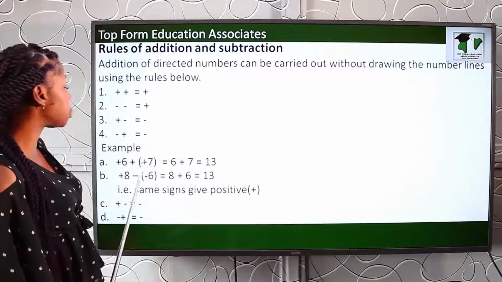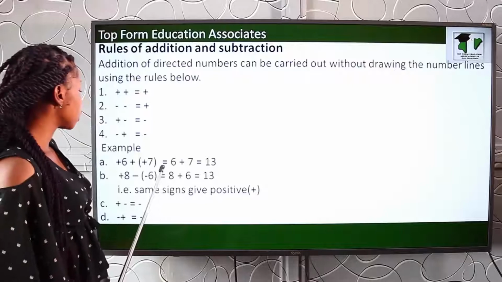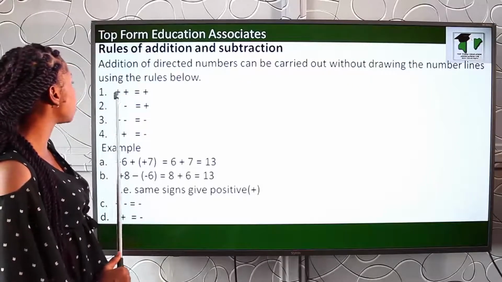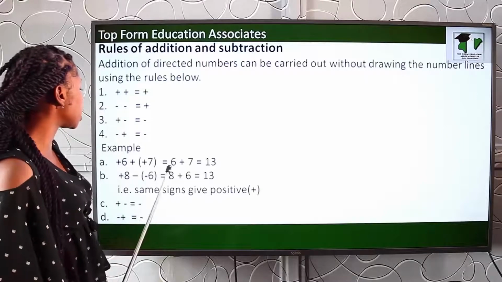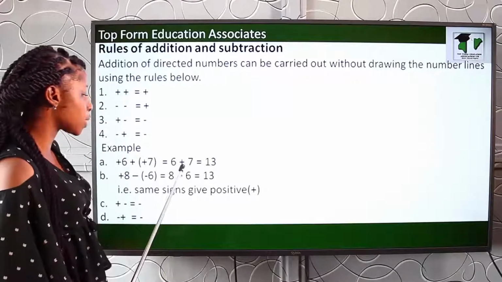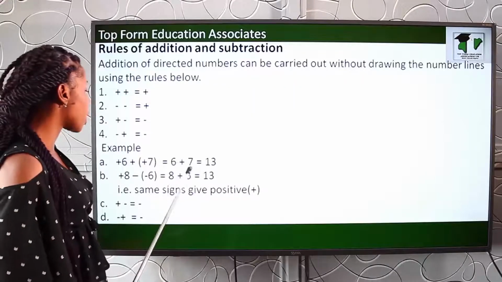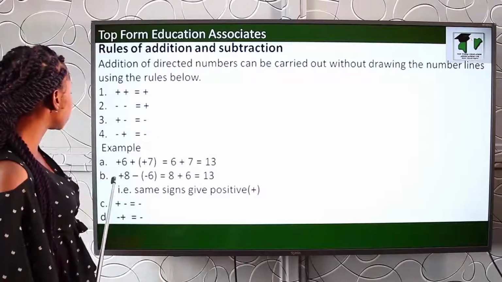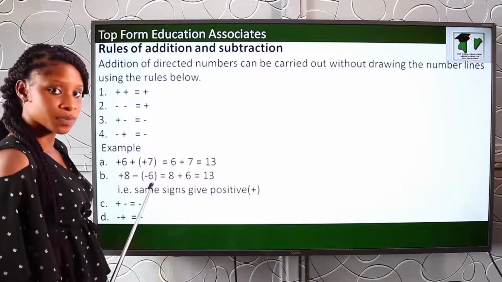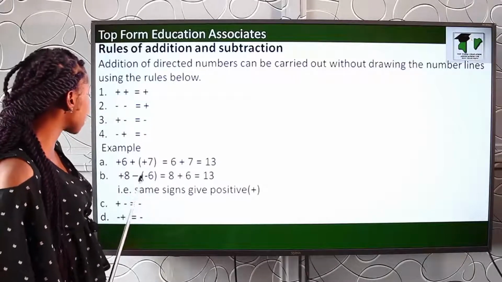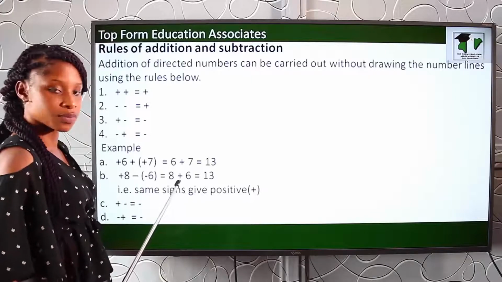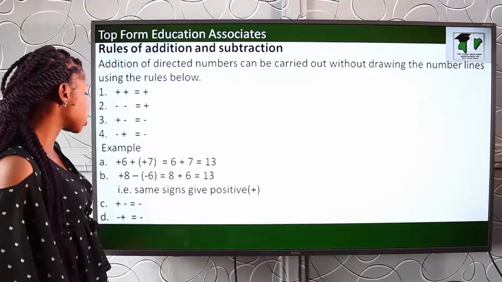Plus 6 plus 7. Now, if you look at our rule here, it says plus and plus is plus. So, meaning 6 plus 7, because plus and plus is plus, we have a plus sign here, and the answer is 13. Now, the second example, plus 8 minus minus 6. Okay, so what will this give us? Minus and minus is what? Plus. So 8 plus 6. Okay, now 8 plus 6 will give us 14.